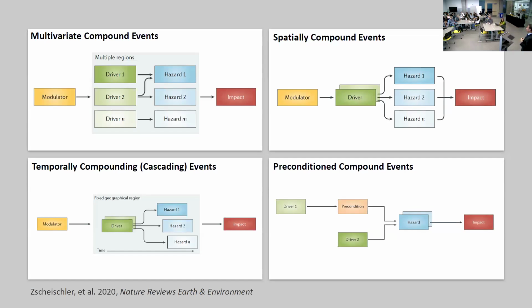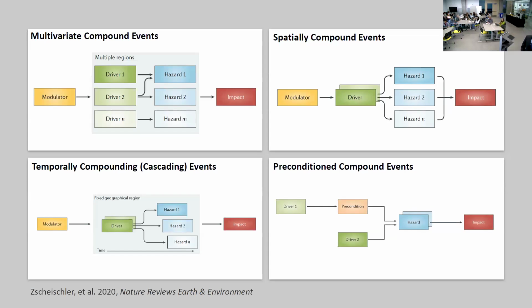Then precondition means, for example, rain over snow. Rain, especially warm rain over snow, can cause flooding. It's very common in Europe, in snow-dominated regions. The snow is the condition, and rain is the trigger. So in this case, sometimes the drivers are not related. But the condition is really important for this form of compound event to happen.